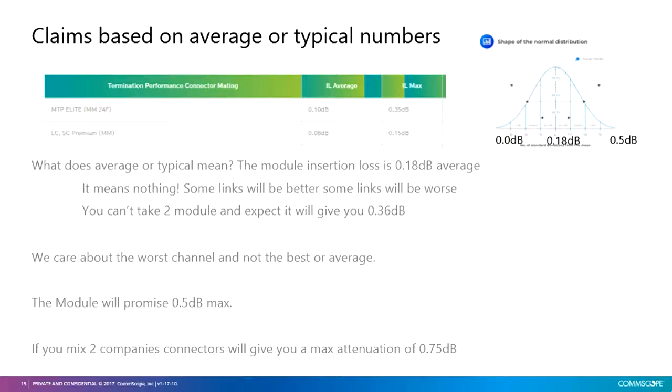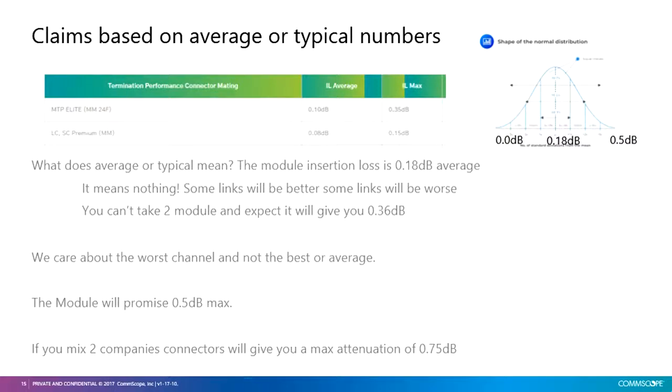But technically, it means nothing. Some links will be better, some links will be worse. You cannot take two modules and expect it will give you 0.036 dB. This typical value is always critical. If you see on the right side, the best connector should always be 0.1 dB, which means it's exceeding the IL maximum value, which is 0.35 they defined, but they are getting 0.36.